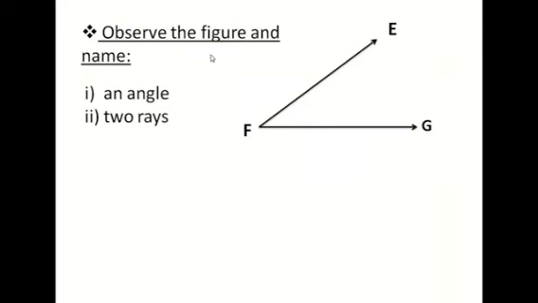Next question. Observe the figure and name. You can see the figure here. Name an angle and two rays. The name of the angle you can write as angle EFG or GFE. Please write it. The symbol of angle also you can give. Here I have given it in words. Both are correct. Now the names of the two rays are FE and FG. Please mention it.